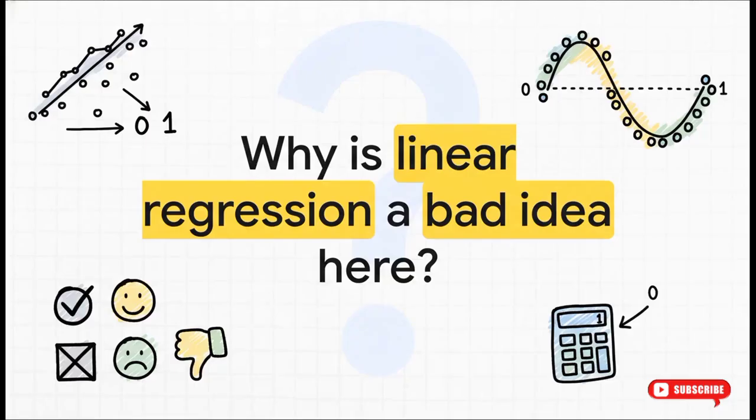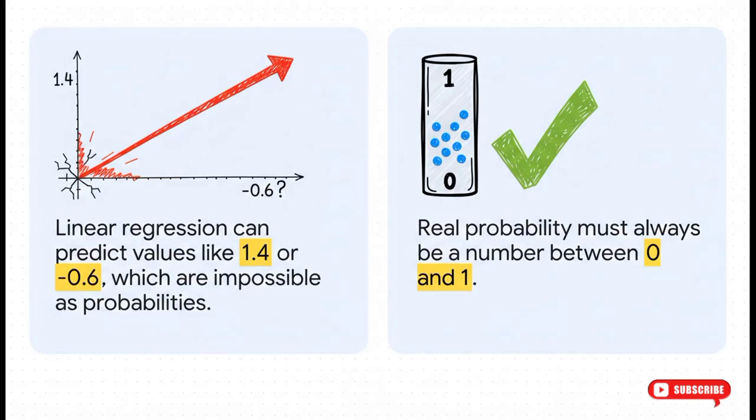So yeah, the obvious question is, why can't we just use a method we already know? Something like linear regression. I mean, it's great for predicting numbers, so why wouldn't it work for predicting a simple 0 or 1? Well, here's the catch. A straight line, which is what linear regression uses, doesn't play by the rules of probability. It might predict a value of, say, 1.4. But what on earth does that mean? You can't have a 140% chance of something happening.